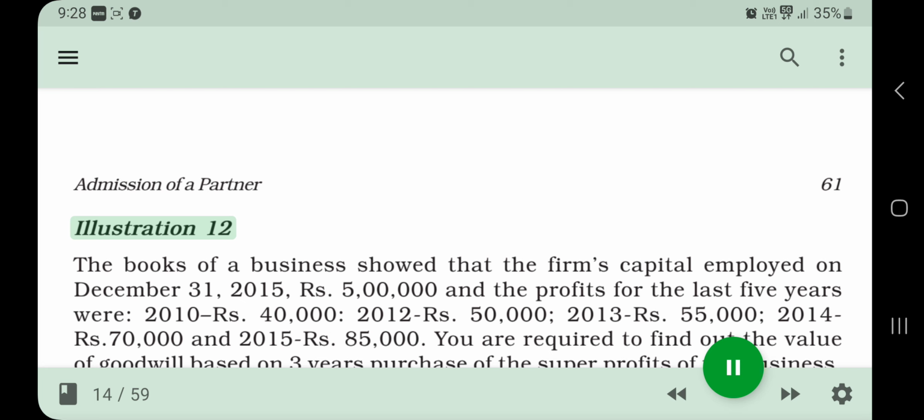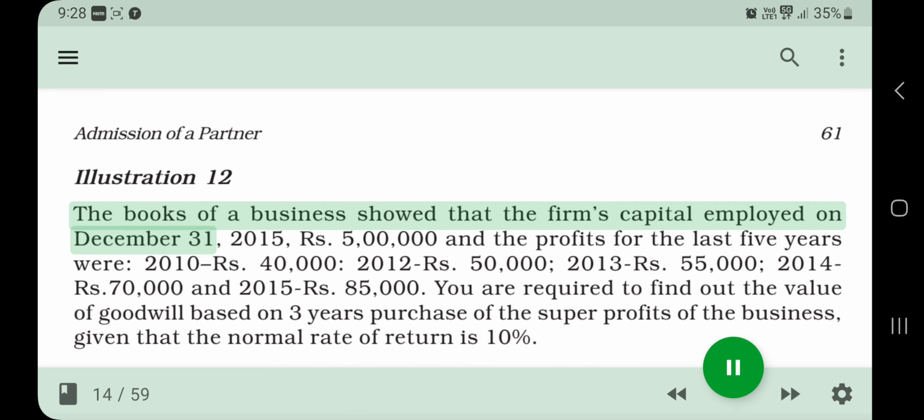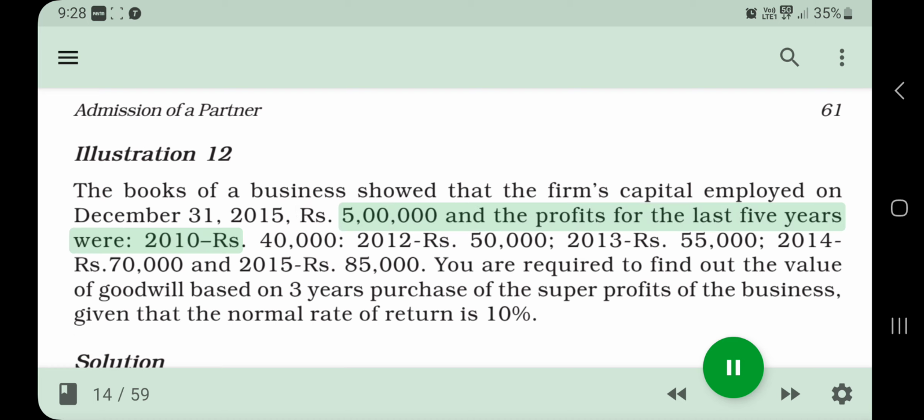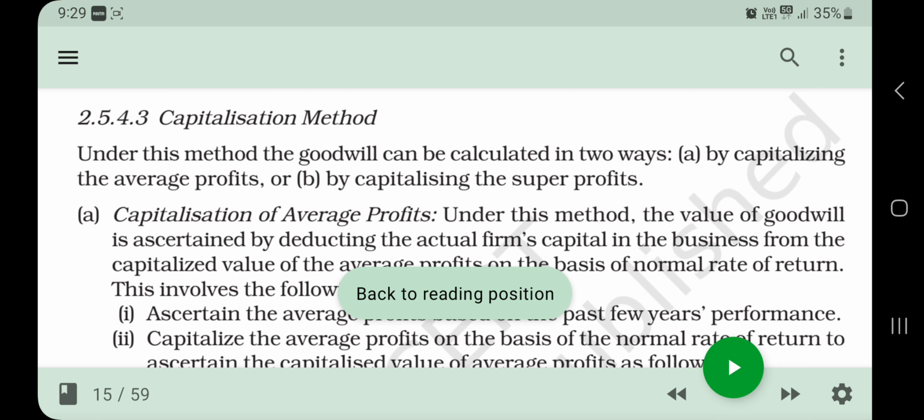Rationalized 2023-24, Admission of a Partner 61. Illustration 12. The books of a business showed that the firm's capital employed on December 31, 2015 was Rs. 500,000 and the profits for the last 5 years were 2010 Rs. 40,000.